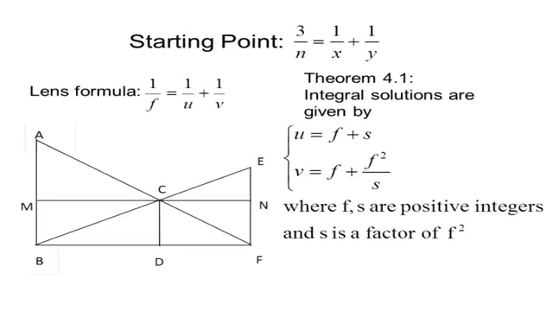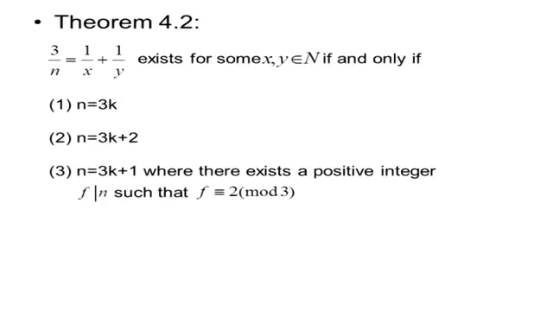Our starting point is to express 3 over n as the sum of two Egyptian fractions. We are inspired by the length formula and physics, and we construct a geometric model in this figure. By this model we can prove theorem 4.1, which is about cutting a unit fraction into two parts. And from this we can prove theorem 4.2, which is about the existence of solutions while expressing 3 over n as the sum of two Egyptian fractions.